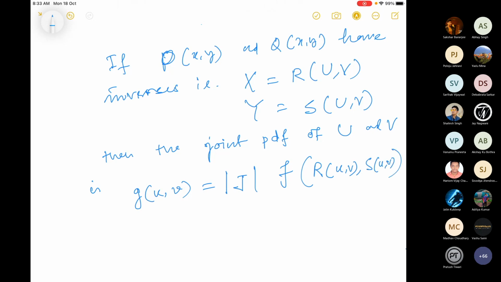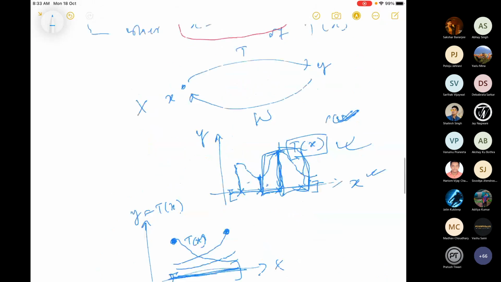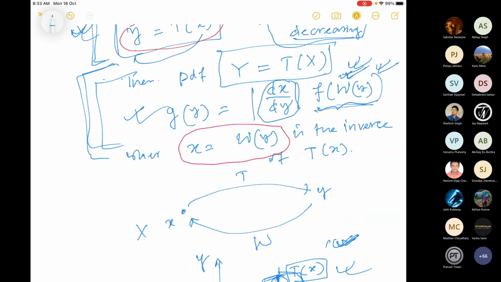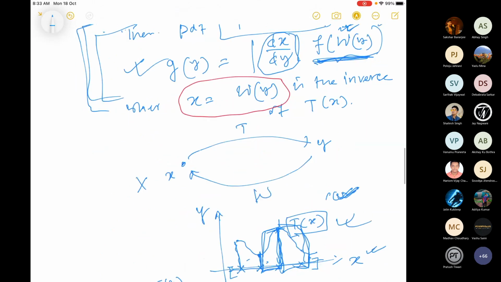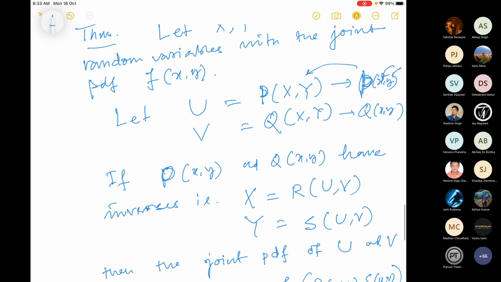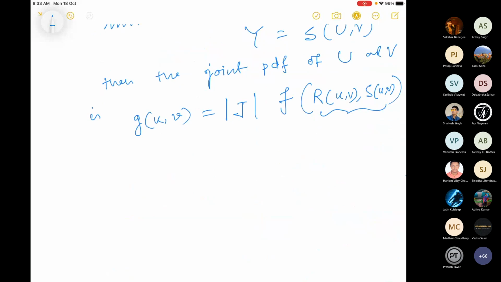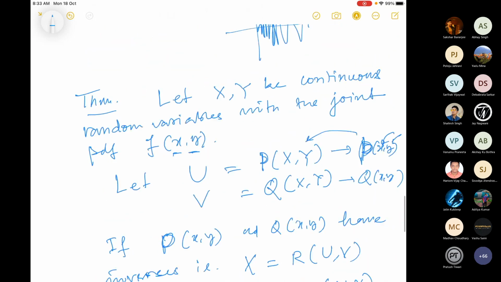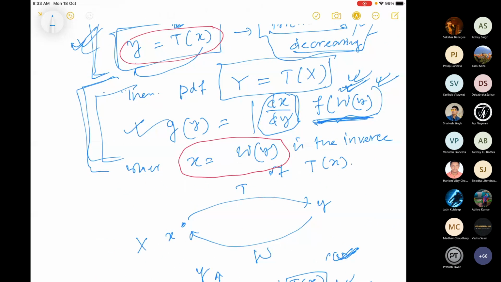See the same here. There was f of w of y here. Here it is nothing but f of r of u, v, because there are two variables. So f is the joint PDF, and it has two arguments, x and y. So f of r of u, v comma s of u, v, and this mod J. So J is the Jacobian here. For the case of single variable, we had the modulus of dx/dy. It is also the modulus of the Jacobian.